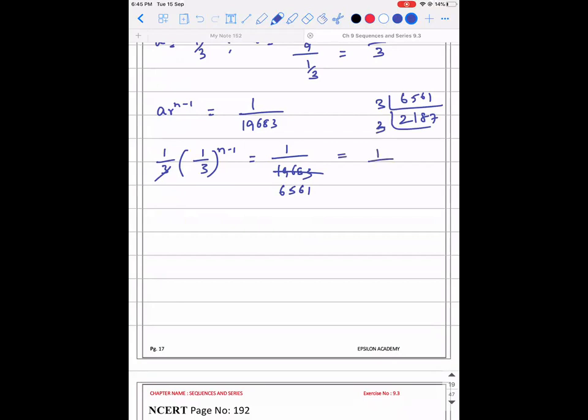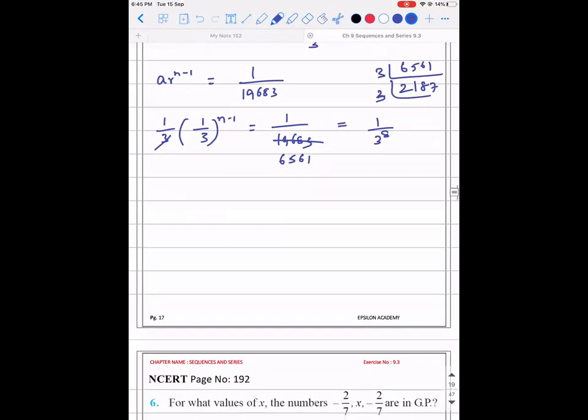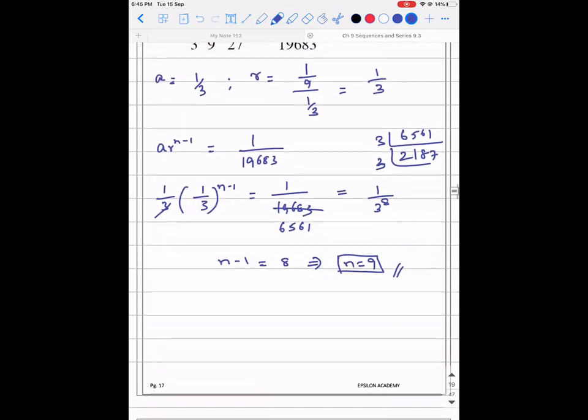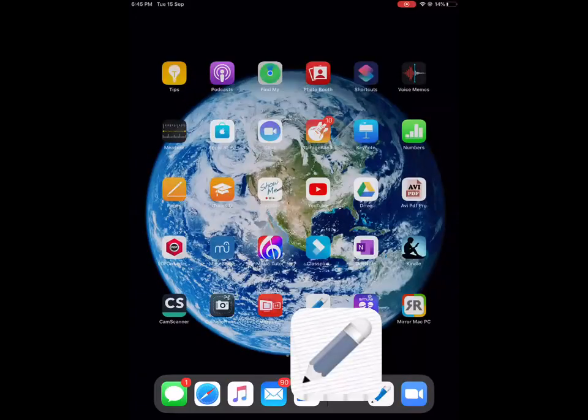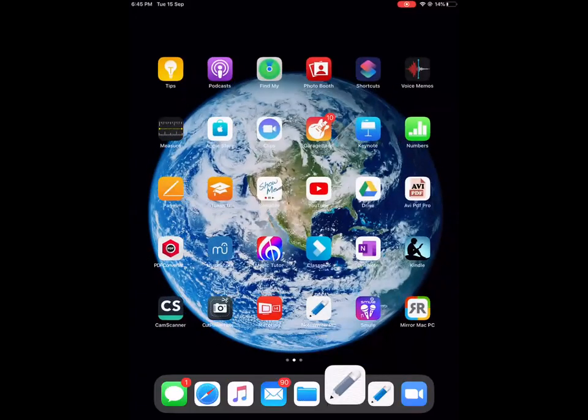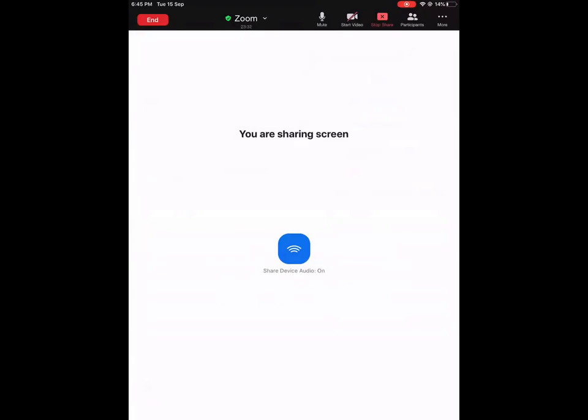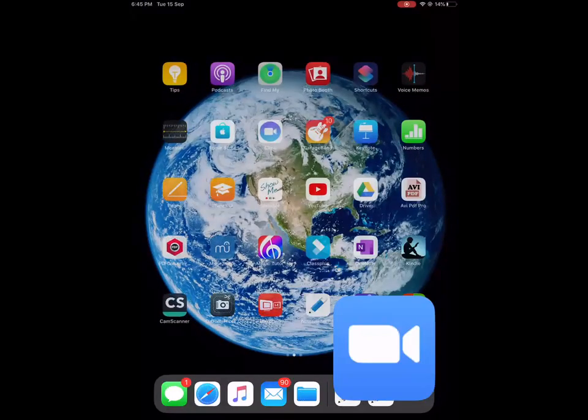It's 3 power 8. So n minus 1 will be equal to 8, which implies n will be equal to 9. So this will be the requirement. If you have any doubt, you can ask. Okay.